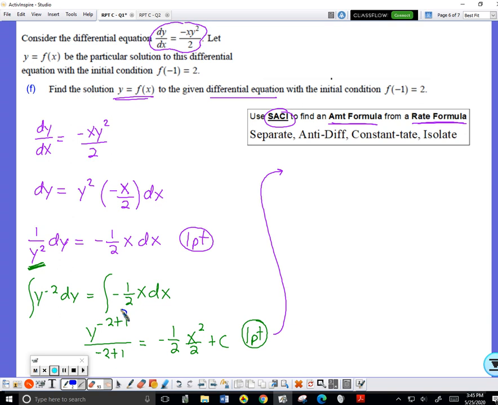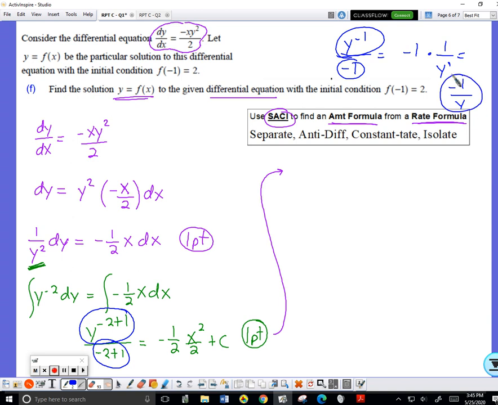Let's see, this is y to the negative 1 divided by negative 1. But y to the negative 1 over negative 1, same thing as dividing by negative 1, same as multiplying by negative 1. Y to the negative 1 is 1 over y to the first. So this is just negative 1 over y. So I have negative 1 divided by y. It's going to equal. I can leave this as is, or I could multiply this out right here. That would be negative x squared over 4 plus the constant.